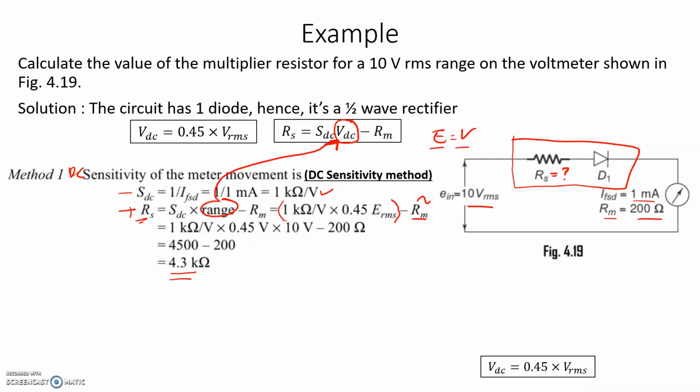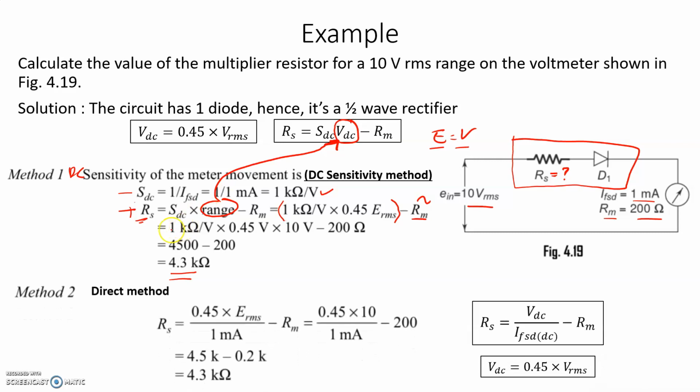If you want to use the direct method, you can still use that. Let's go ahead and do this example. RS equals, this is the formula here, VDC. VDC is again 0.45 multiplied by the RMS voltage, divided by the full scale deflection current, and all of that minus the internal resistance of the galvanometer. You plug in the numbers and you will get the same result, 4.3 kilo ohm.